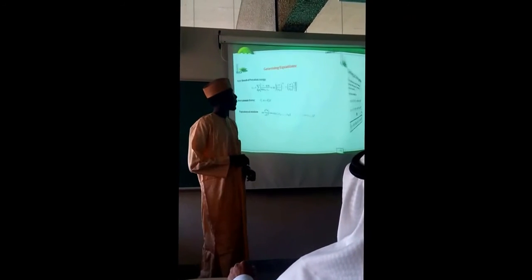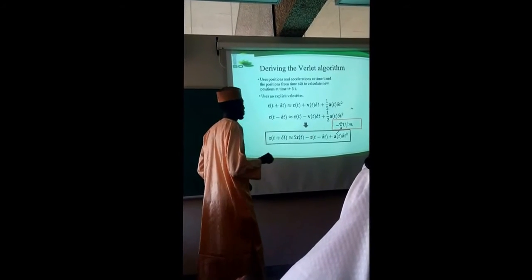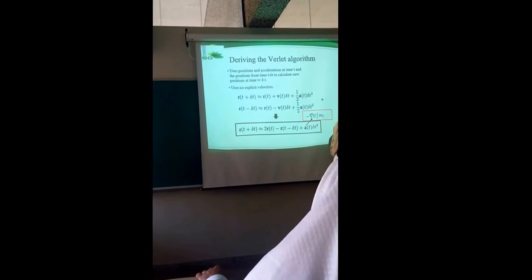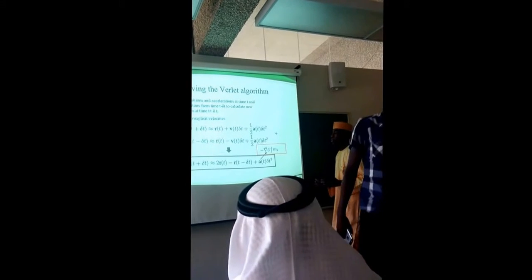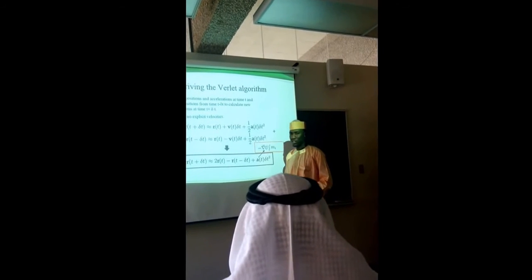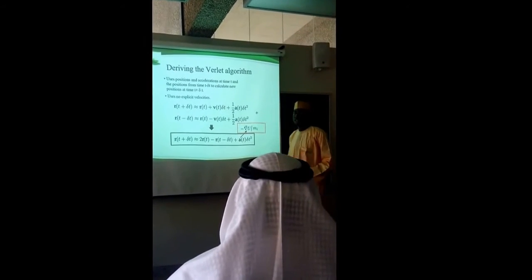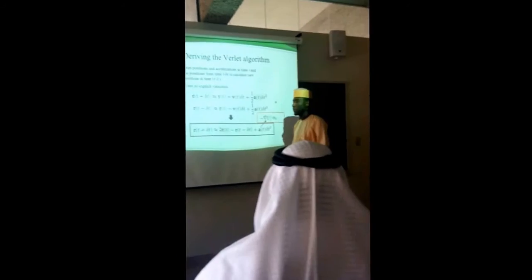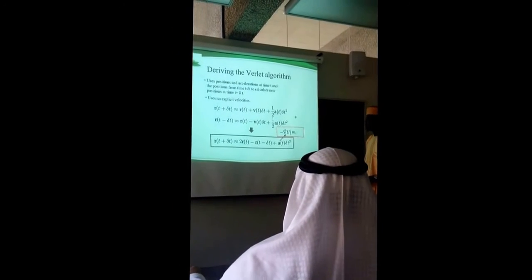Now the Verlet algorithm. This is just an equation that predicts the position of the atoms at any time, knowing its present position and acceleration, and having information about its previous position. At the previous time, we know its position, and we know its position and acceleration at the present time. Then we can use this equation to predict its future position. We can see only position and acceleration parameters here.